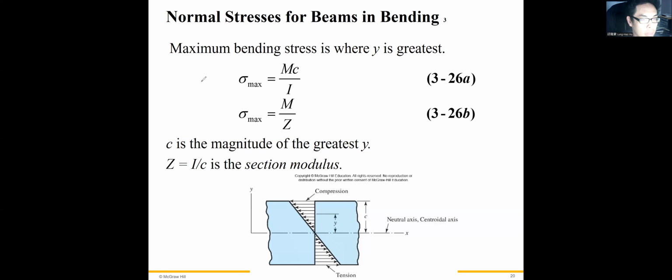Let's recap a little bit about the maximum stress from pure bending, which equals Mc over I. c is the distance from the neutral axis. We can define the parameter Z equals I over c, which is the section modulus. So we can rewrite the maximum stress as M over Z. For this bending, the compression is applied to the parts above the neutral axis.